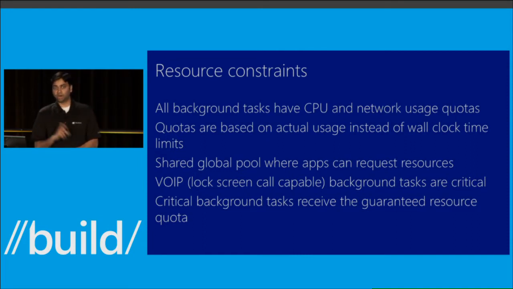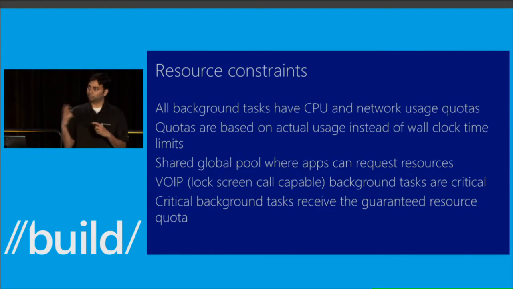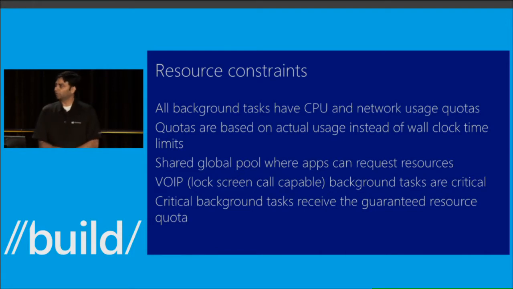So a VoIP background task is marked as critical. If an app is implementing a lock screen call capability, we know that it is doing a VoIP call. A critical background task basically means it always receives the guaranteed amount of quota. So anytime you launch a VoIP call, it always receives 2 CPU seconds. These are the guaranteed amount of resources that a critical background task receives.